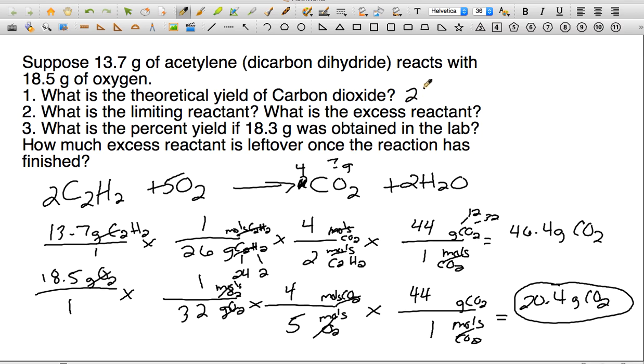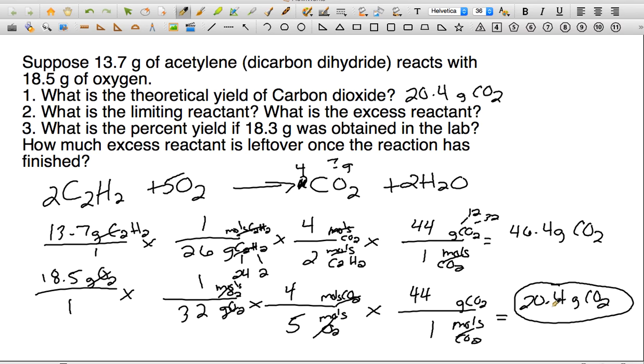Okay, so now we've looked at this and we've seen that this is all that can be produced, and that's our 20.4 grams of CO2, my theoretical yield, because theoretically that's the best I can do. I can't do this. I don't have enough oxygen to do that. I have enough acetylene, but not enough oxygen. Okay, that takes me right into question number 2.